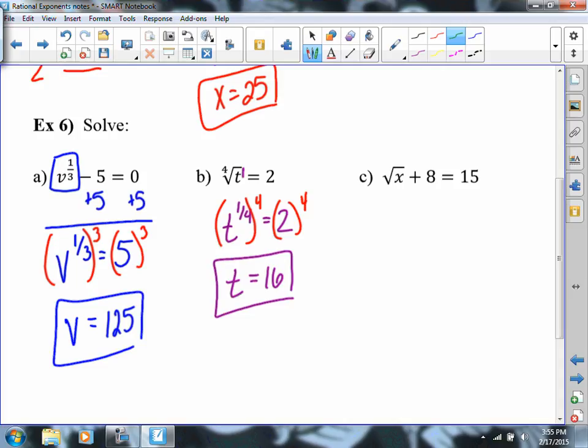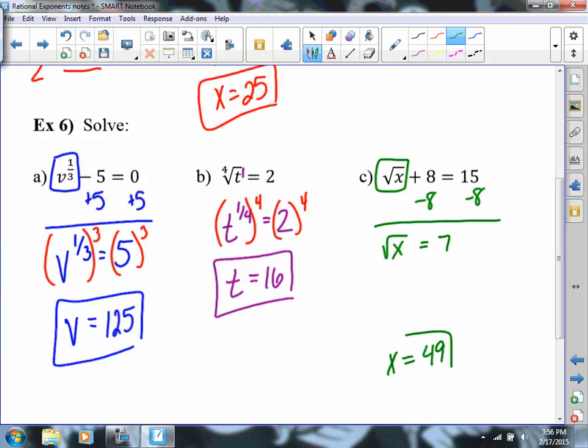Okay, part C, last one. Eventually I'm going to be solving for this x, but right now it's the square root of x. So I have to subtract that 8 over. So I'll have the square root of x equals 15 minus 8 is 7. Okay. Now, this means that I took the square root of something and I got 7. So hopefully you know that that something has to be 49, because the square root of 49 is 7. So that's going to be my answer.